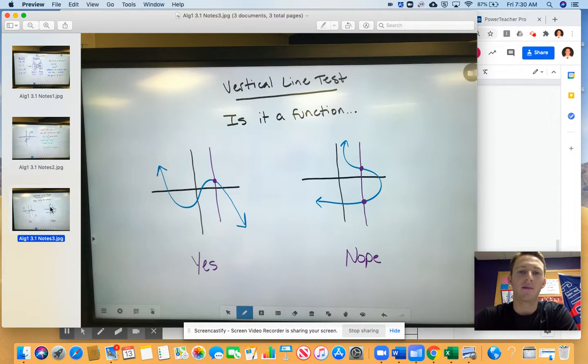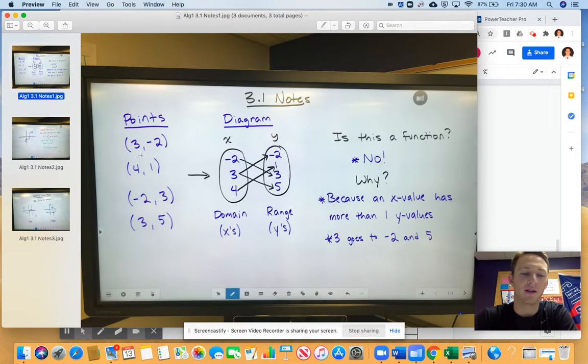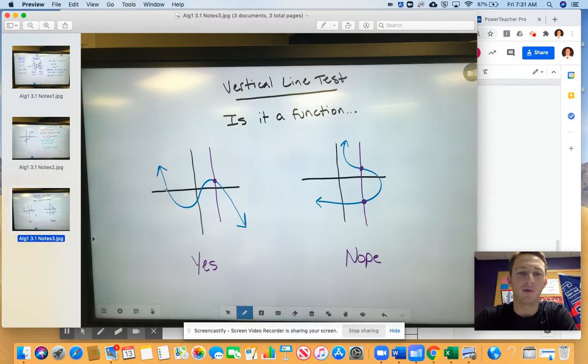Last thing we got, the vertical line test. So another way, instead of looking at the points and seeing that we have x going to 2 different y's, if we draw the graph, we can do what's called the vertical line test. So here's our graph in blue, and our vertical line here in purple is going to be our test. If it only hits the graph once, so it only hits the blue line once right here, it is a function. If it hits the graph twice, like in this example, then it is not a function, okay? Because this x value would have 2 y values right here, so this would not be a function.